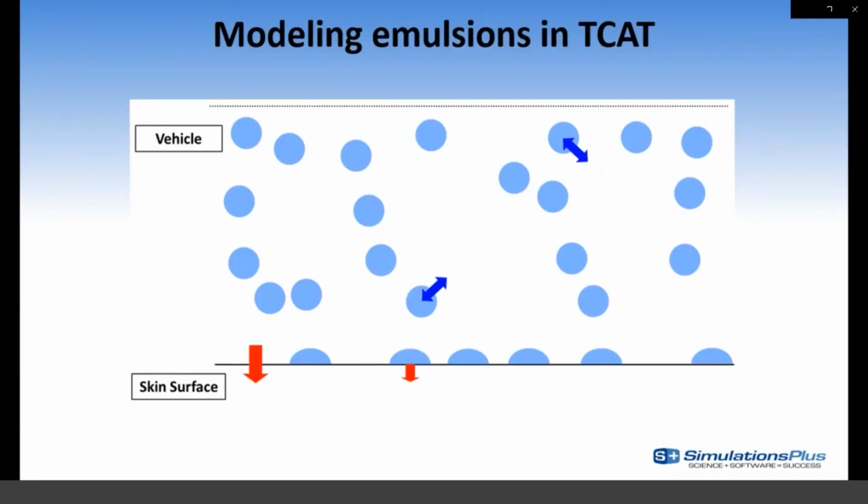So at this point, I will briefly discuss the processes we include when modeling emulsions in the TCAT model. Within the vehicle, we are able to model the concentration in the continuous phase, the concentration in the dispersed phase droplets, and also the diffusion as compound moves between the continuous and the dispersed phases. We're also able to account for the dispersed phase droplets being adsorbed to the surface of the skin. So we're able to model the absorption into the skin from both the continuous phase and from these adsorbed dispersed phase droplets. All of these processes are going to be important when considering the absorption of clobetasol from microemulsions into the skin.